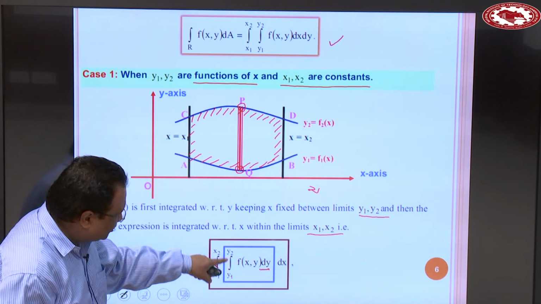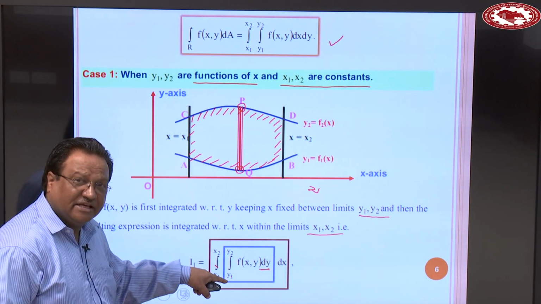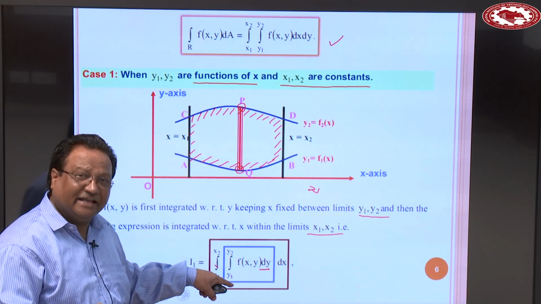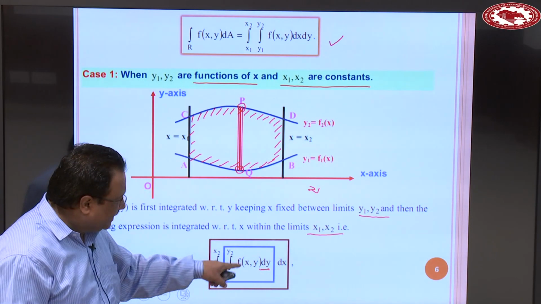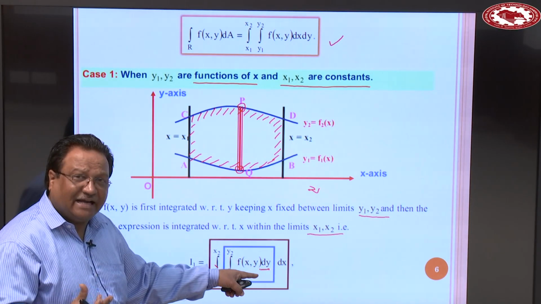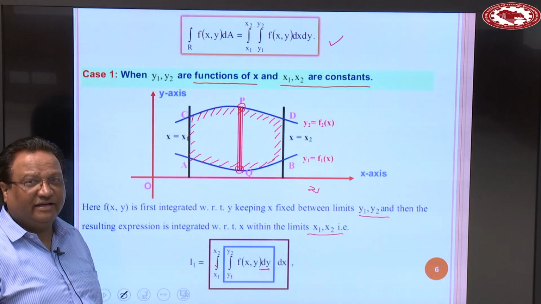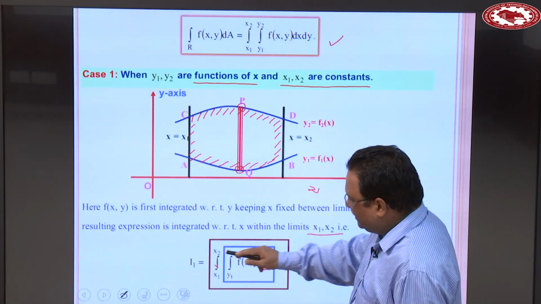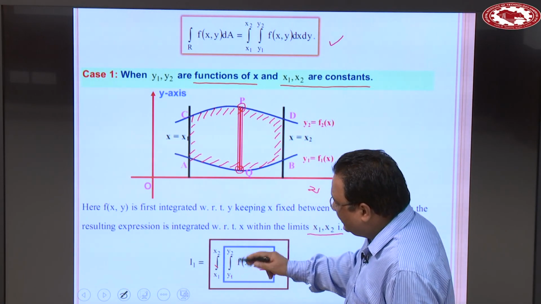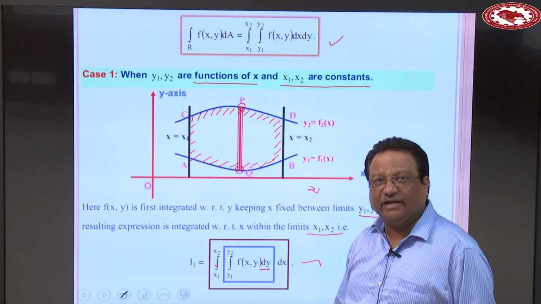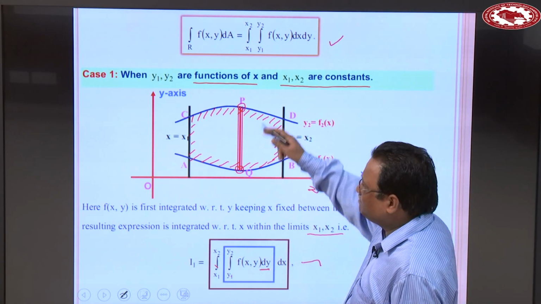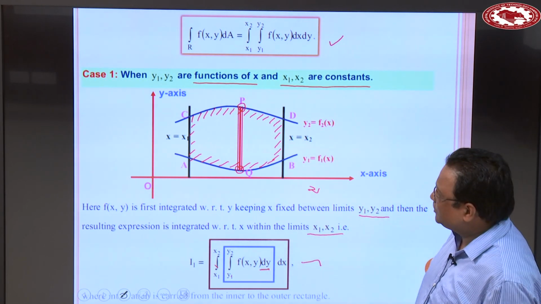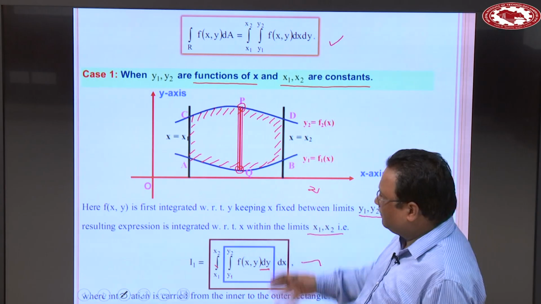Suppose these two values are functions of x, right? This means y1 and y2 are given, and that one is a function of x. Then integrate with respect to y first and then with respect to x, clear? So keep this in mind: whenever you get this type of problem, check the limits and accordingly draw a strip, arranging a strip which is parallel to the y axis, and then we can solve.